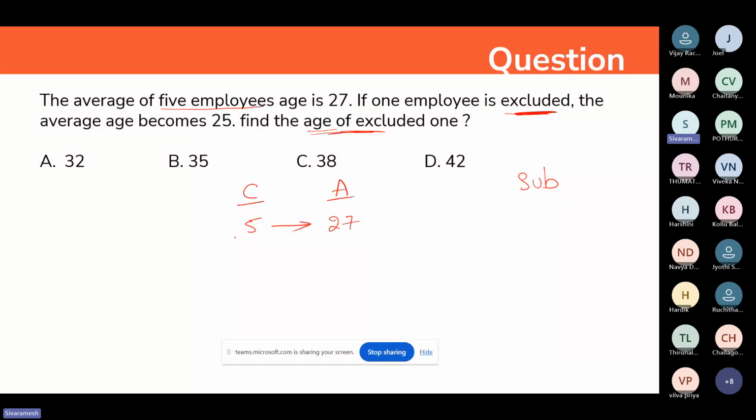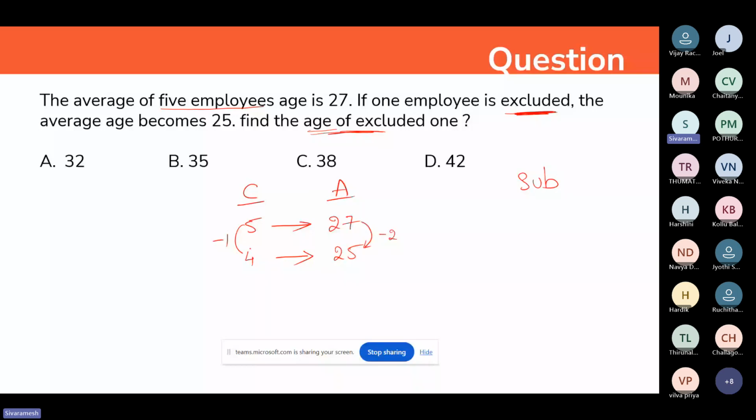Now if one employee is excluded, if you observe the condition clearly, when one employee is excluded it means one employee is removed, so count will be decreased. If one employee is included, count will increase; excluded means count will decrease. So when one employee is excluded, average became 25. What you need to do is very simple. If it is an increase, plus 1; if it is a decrease, minus 1 obviously. So here what about average? Even the average is also decreased by 2, correct?